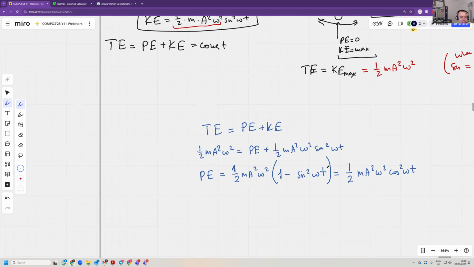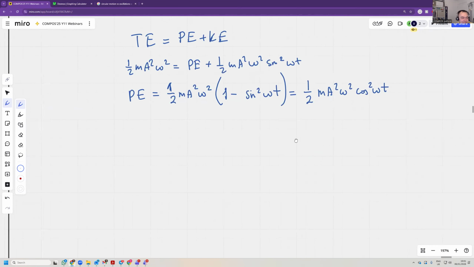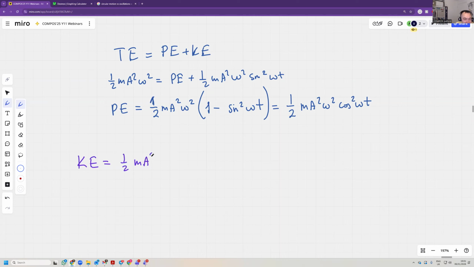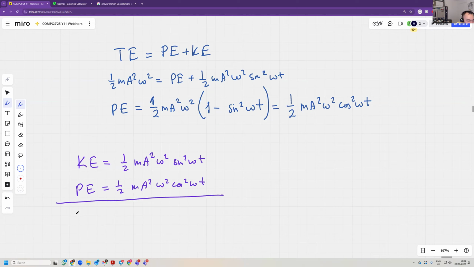That is a beautiful result. So let's just admire this. The kinetic energy of an oscillating object is 1/2 m a squared omega squared sine squared omega t, whereas the potential energy is 1/2 m a squared omega squared cosine squared omega t. And if you add them all together, you get the total energy, which is this plus that, and sine squared plus cosine squared is simply 1. So you just get 1/2 m a squared omega squared.